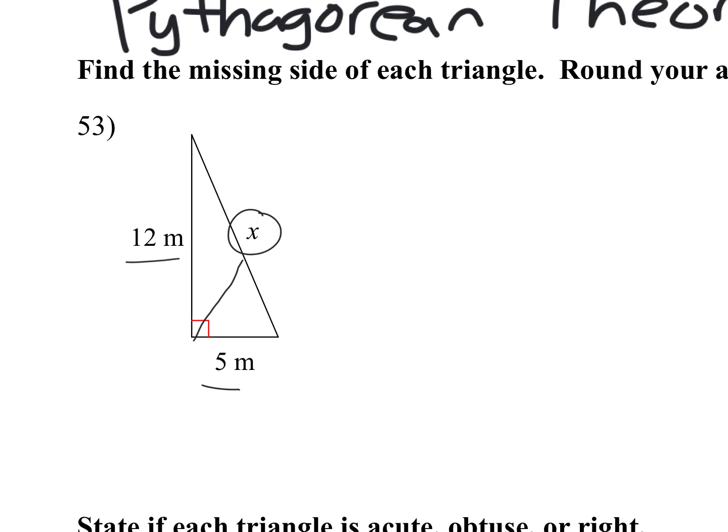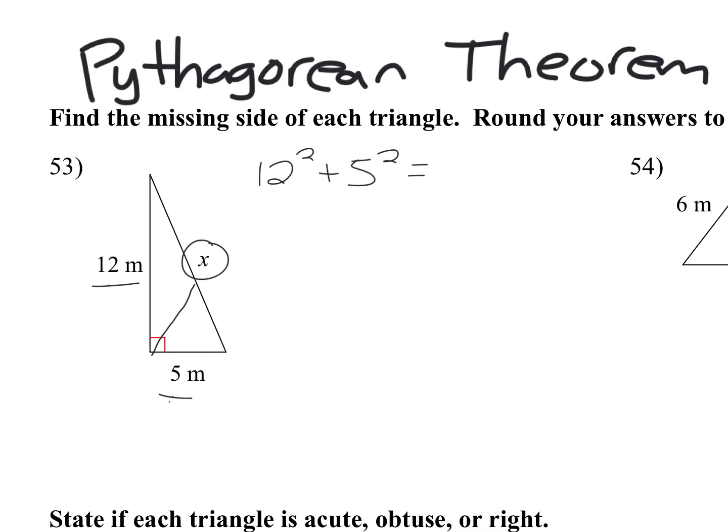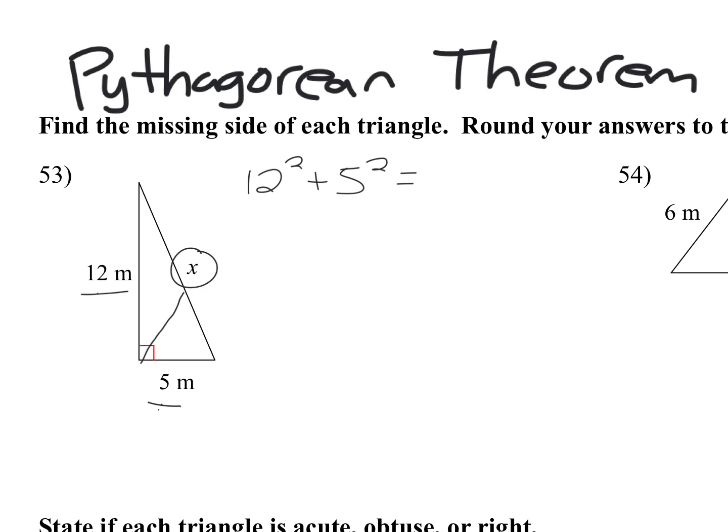Why do we underline and circle? So you know which one is which and where they both go. The two that you underline go together on the same side. So we need to do 12 squared plus 5 squared. Very important that you square all of them. And then our hypotenuse is x squared.